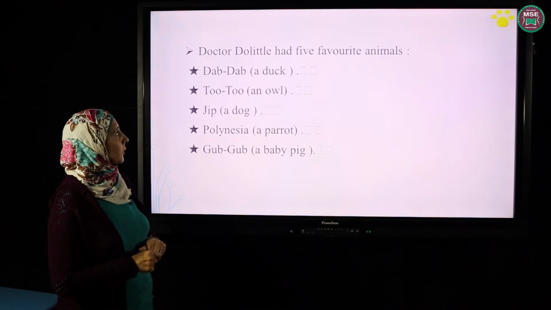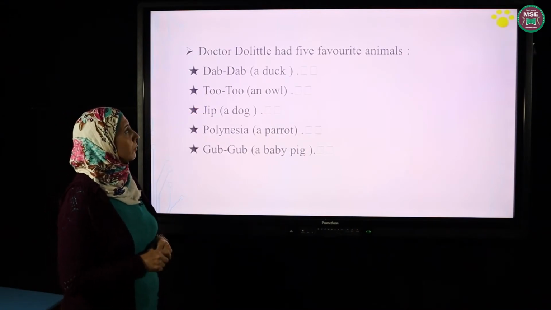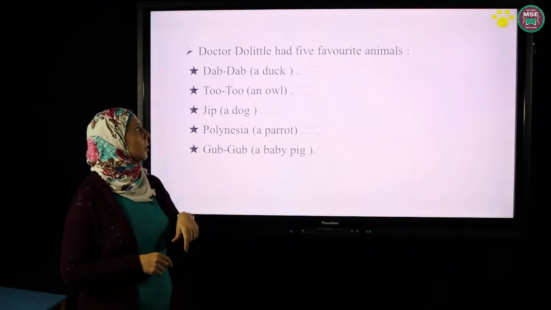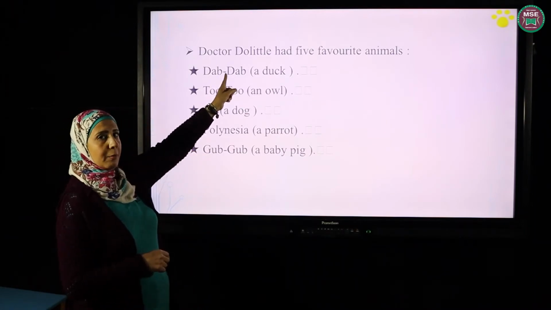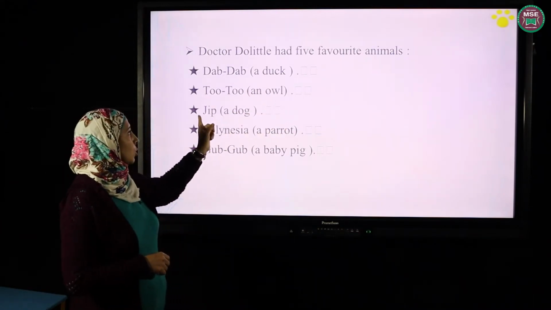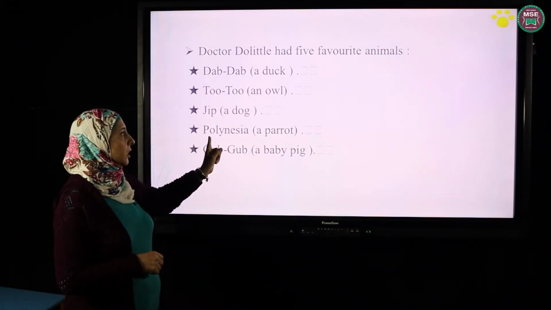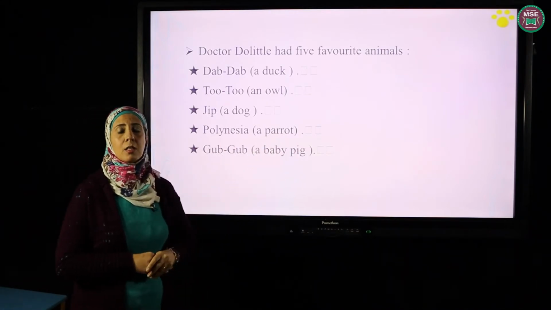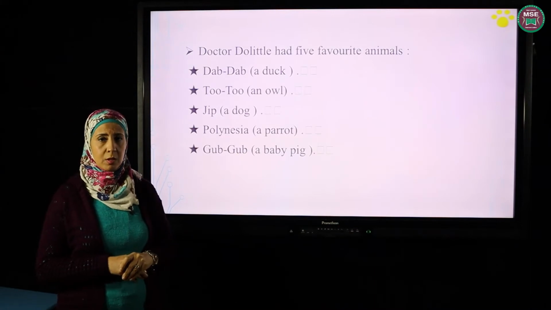Okay. Dr. Dolittle had 5 favorite animals. Do you remember the previous picture? Do you remember Dab Dab? Dab Dab is a duck. Tutu is an owl. Jip is a dog. Polynesia, a parrot. Gub Gub is a baby pig. Okay, these are his favorite animals.